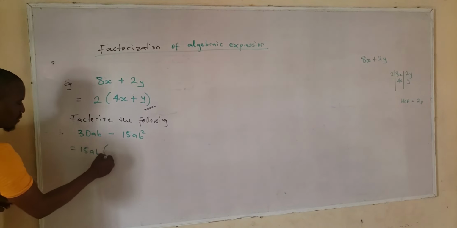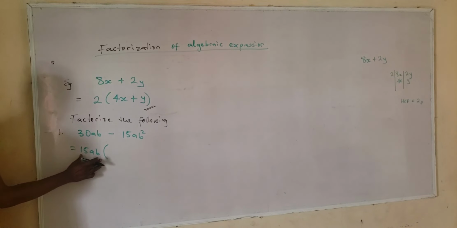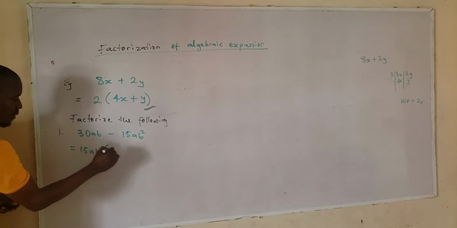If you do that, since we've been able to get what is common here, 30ab divided by 15ab will just give you 2.